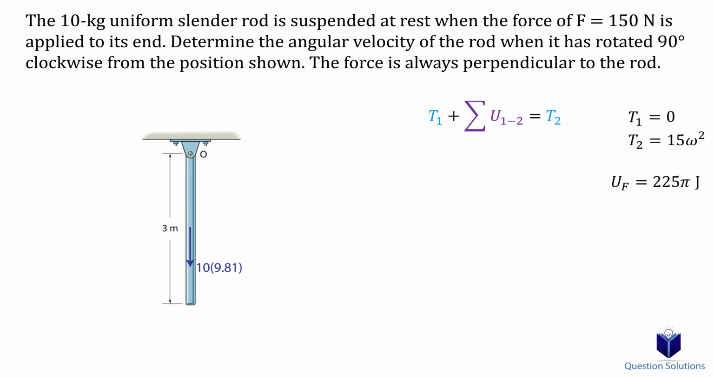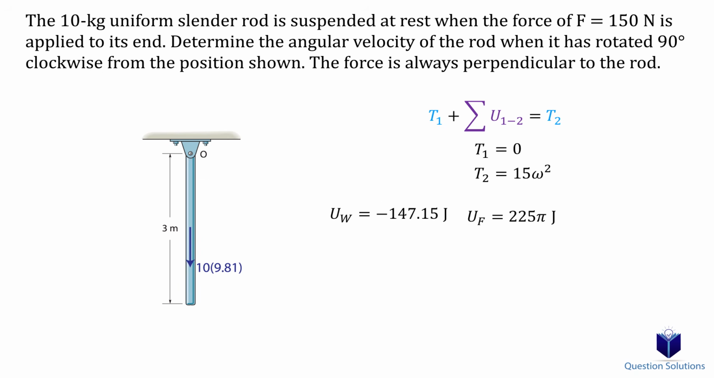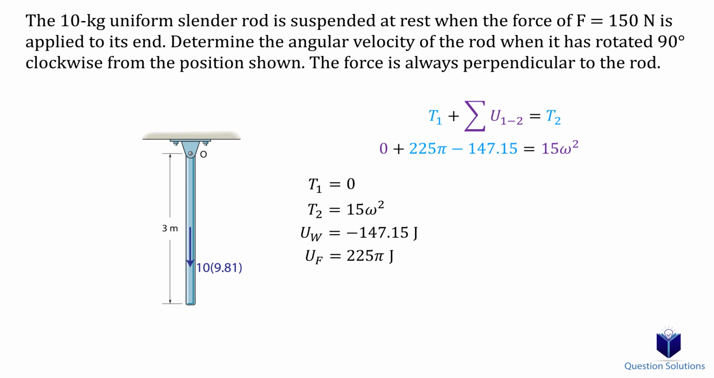Next is the work done by the weight, which is negative since it's trying to push the rod counterclockwise. For that, it's simply weight multiplied by the displacement, which is 1.5 meters. Now all that's left is to plug in the values. Let's solve for the angular velocity, and that's our answer.